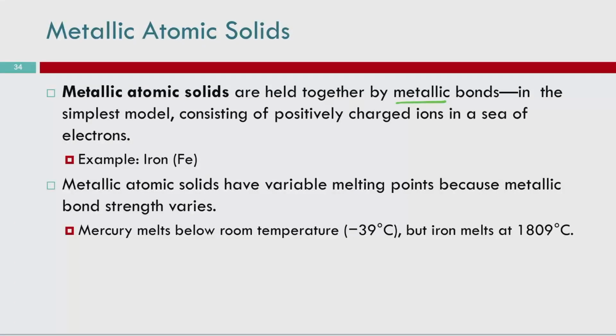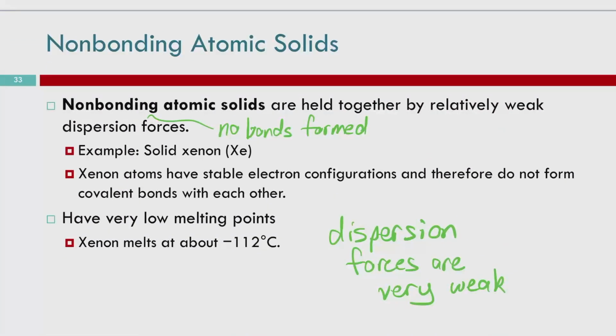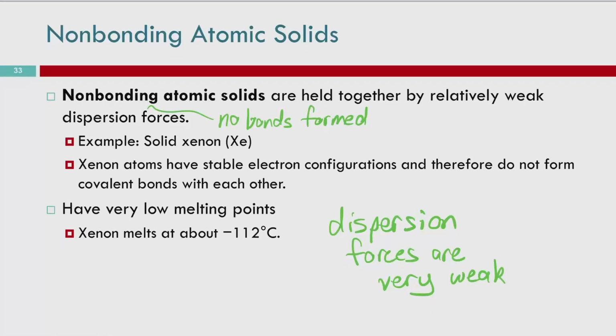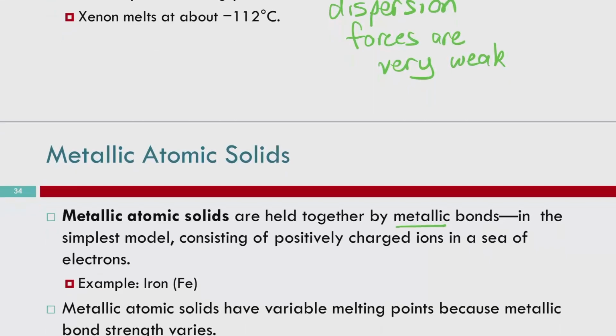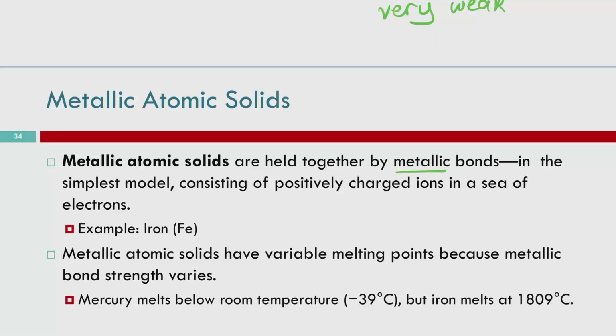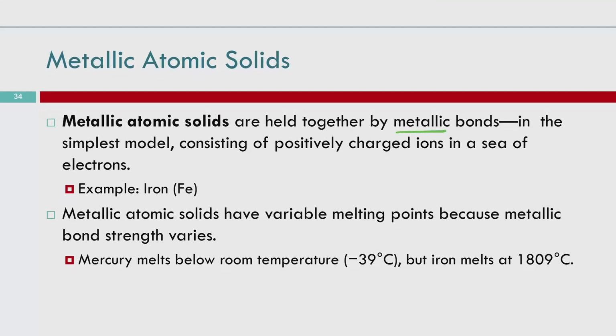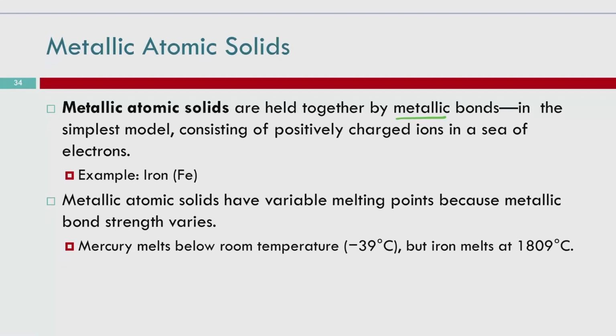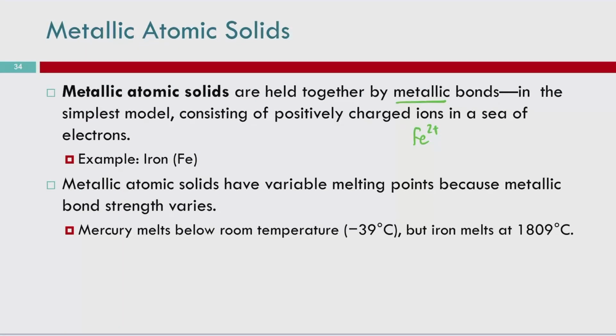And this is sort of similar to our non-bonding atomic solids. We sort of think of them as just hanging out next to each other. But they're not just hanging out, they're also passing around electrons, sharing their electrons. And our most basic model for these atomic solids is positively charged ions, for example, like Fe2+, all hanging out, and there's just a free-flowing sea of electrons that they're sharing. And that free-flowing sea of electrons is why they conduct electricity, for example.